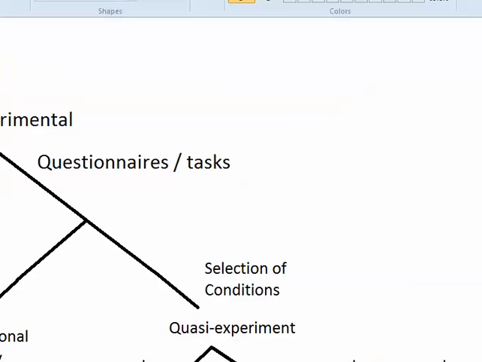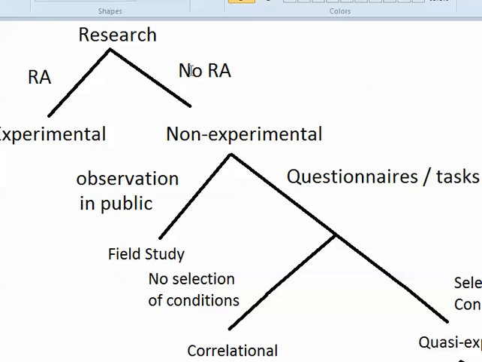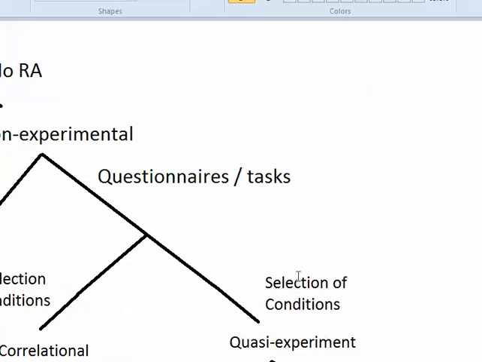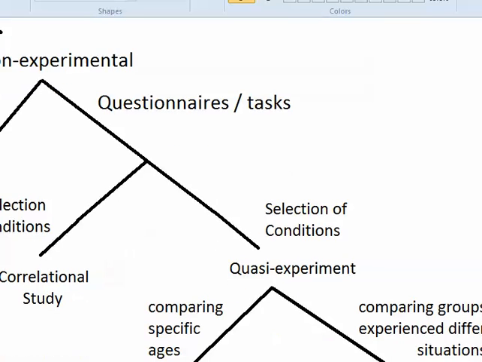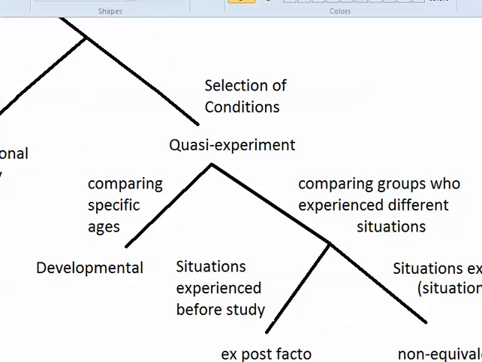So it's not like a true experiment that would have random assignment. There's no random assignment here. But unlike in a correlational study, the researcher is selecting what conditions to compare or what situations to compare, but the researcher isn't using random assignment, so it's a quasi-experiment. That type of study can be developmental, but it can also just be comparing different situations that people have experienced.